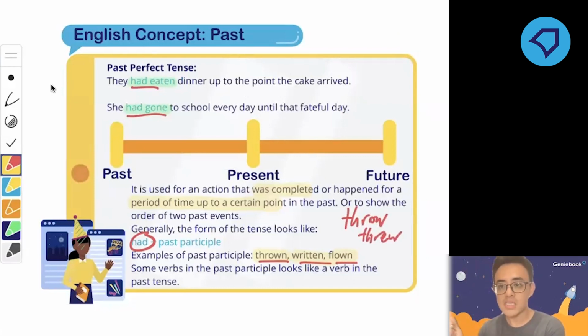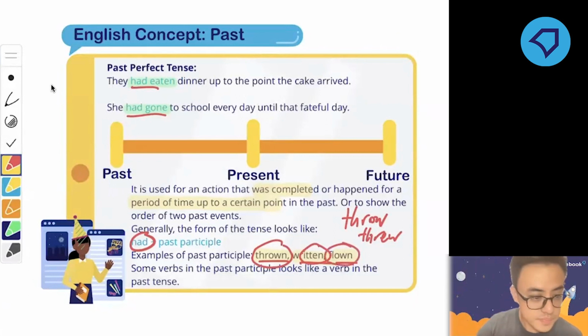But the past participle is another word altogether. It's thrown. The word written: from the present tense, write, the past tense is wrote, but the past participle is written. Fly, present tense; past tense, flew; past participle, flown.